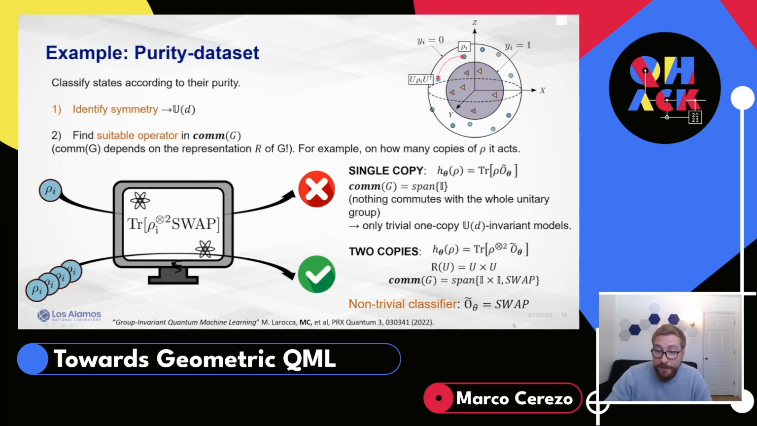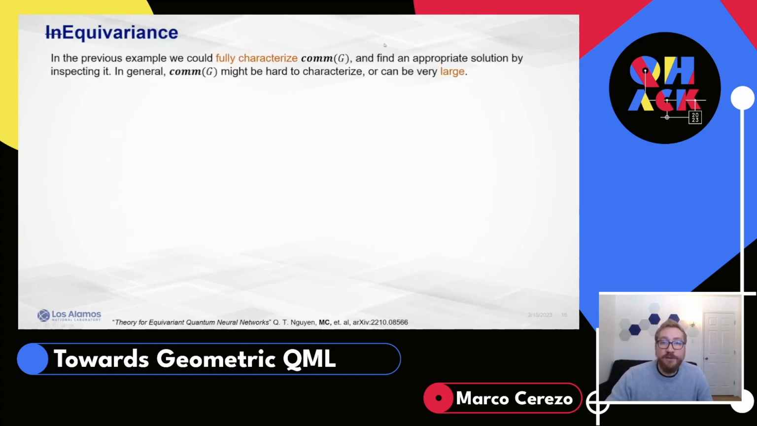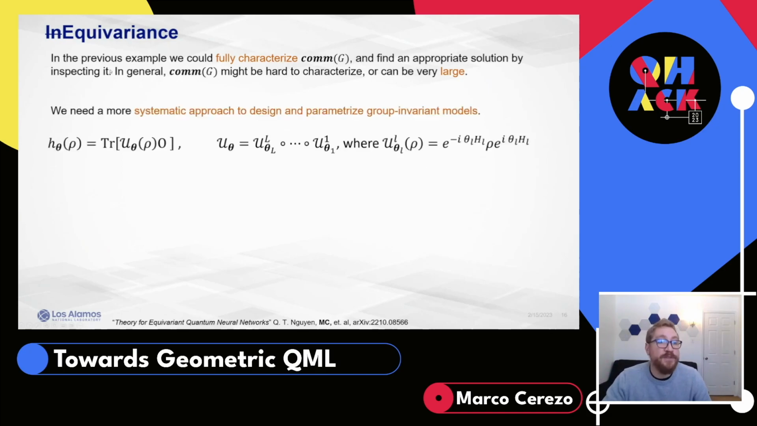What happens if this commutant is very big? We can't just really inspect every one of those, or characterizing the commutant might be very hard in itself, right? So the idea is that we want to find a systematic way to characterize and explore this commutant. In particular, we're going to parameterize the commutant and we're going to explore it. And this is where the concept of equivariance instead of invariance comes into play.